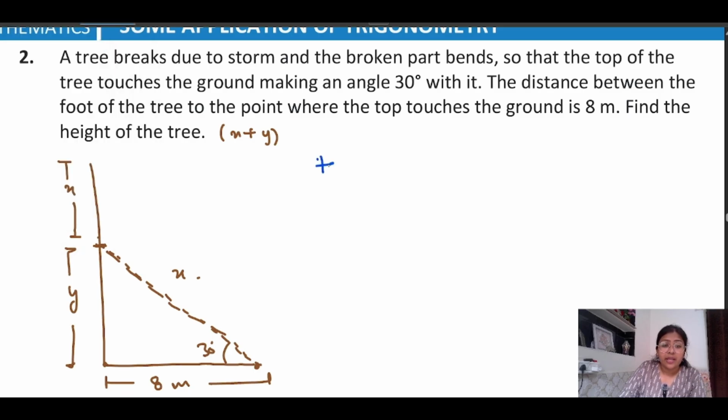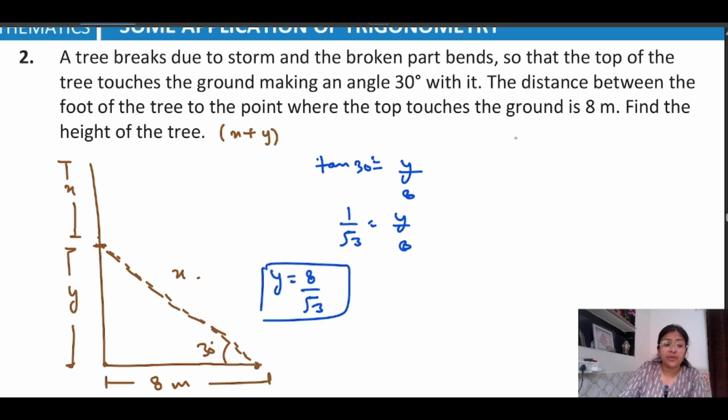Yes. Tan 30 equals y over 8. 1 upon root 3 is equal to y over 8. So the value of y is 8 over root 3. Okay, similarly, we can find out the value of x.